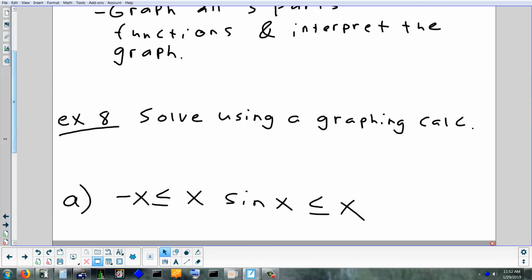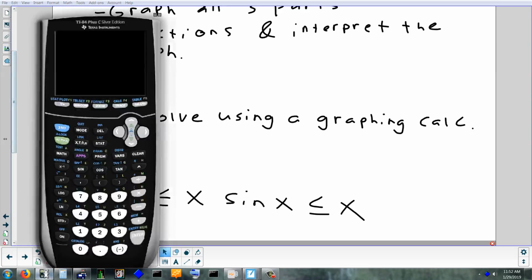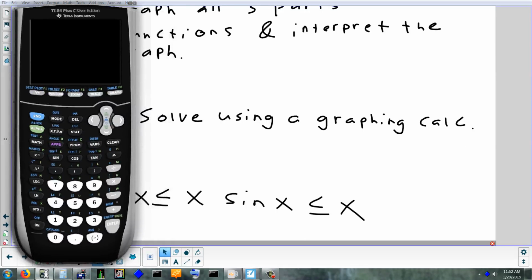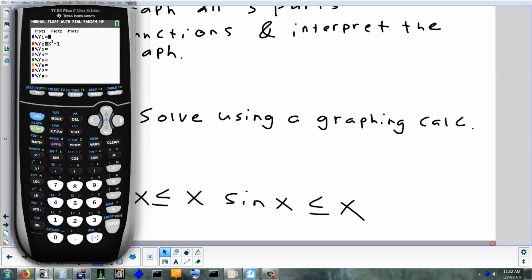I want to know where x sine x is sandwiched between 2 other things. Okay, so let's graph all 3 of those on separate graphs. We've got negative x, sine x, and positive x.